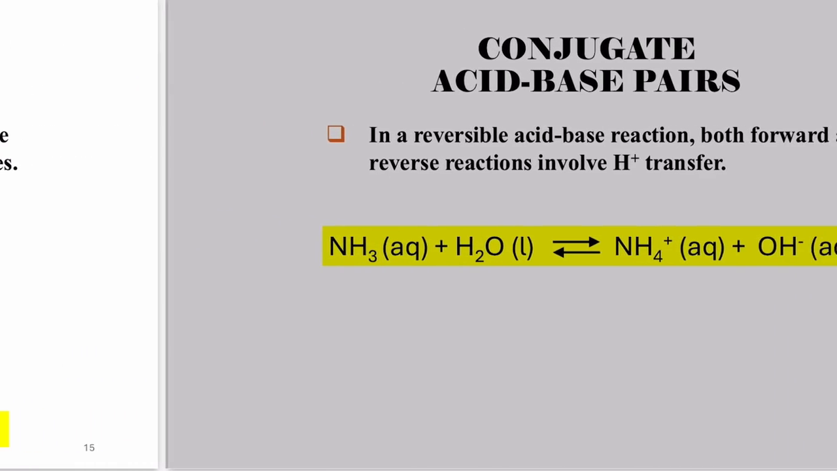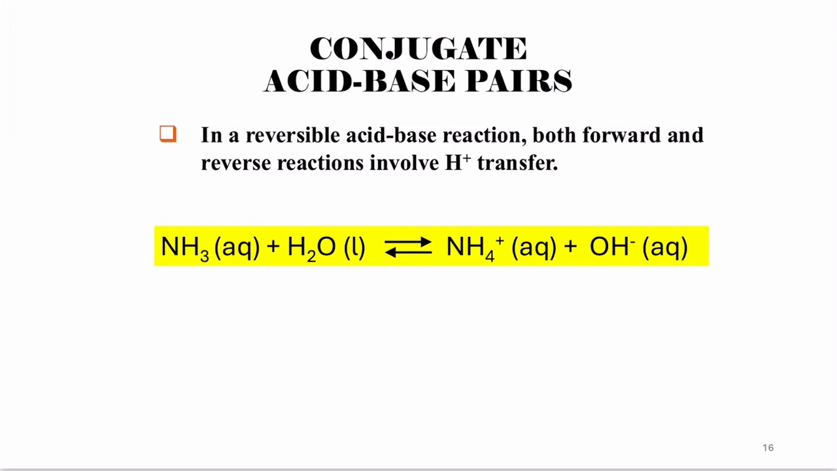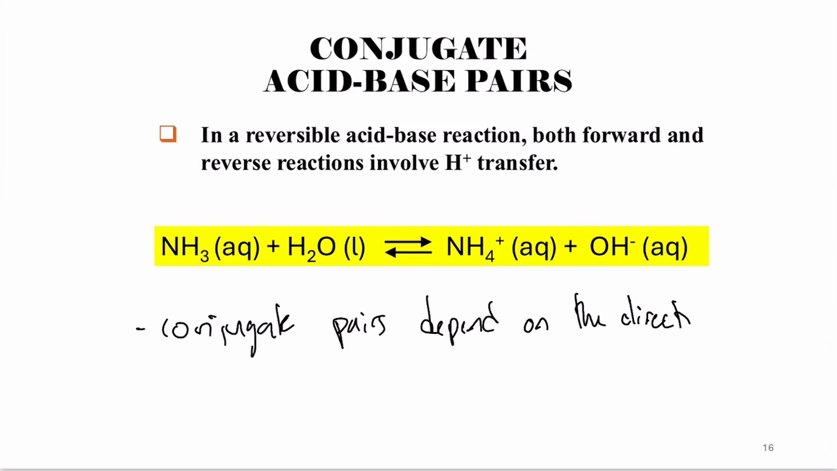And so I mentioned that this depends on the direction of the reaction. So if we reverse this reaction, then now one is acting as the acid, the other one's acting as a base, which is why we use conjugate pairs. So the conjugate pairs depend on the direction of the reaction. If this is going forward, ammonia is acting like the base because it's accepting the proton. However, if this is going in the reverse direction, ammonium is acting like the acid because it's donating a proton to the OH minus.